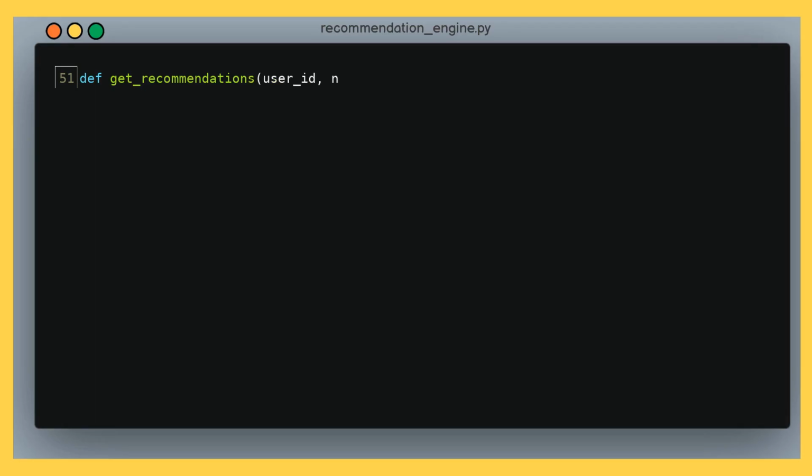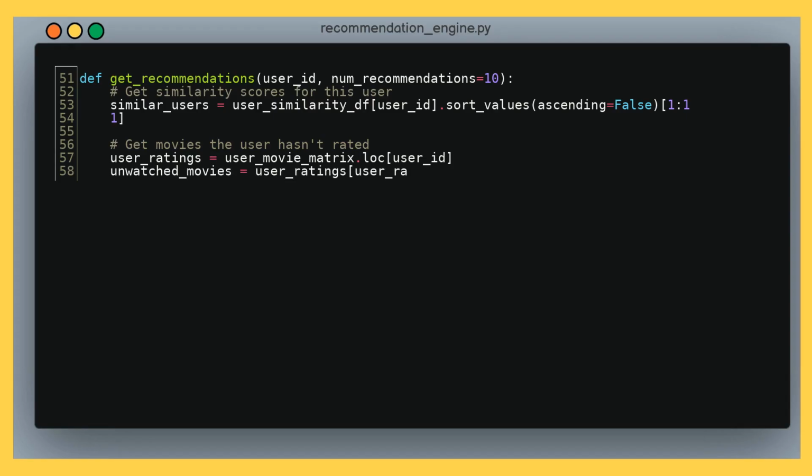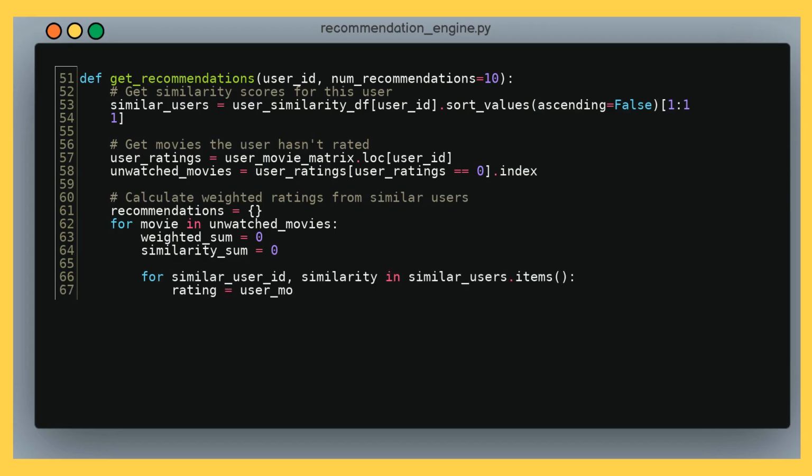Here's the recommendation function. It finds similar users, gets their top-rated movies that our target user hasn't seen, and returns predictions. This is our core recommendation function. It takes a user_ID and returns personalized movie recommendations. First, it gets the top 10 most similar users using sort_values on the similarity scores, excluding the user themselves with [1:11]. Then it identifies unwatched movies where the user's rating is 0.